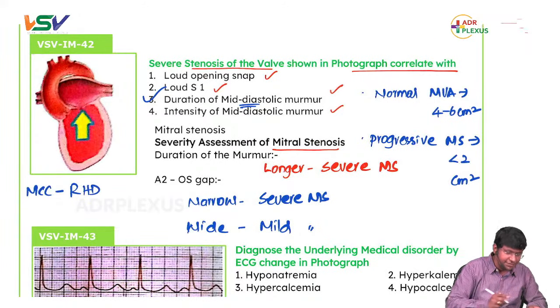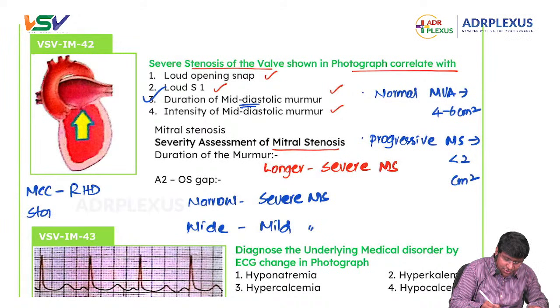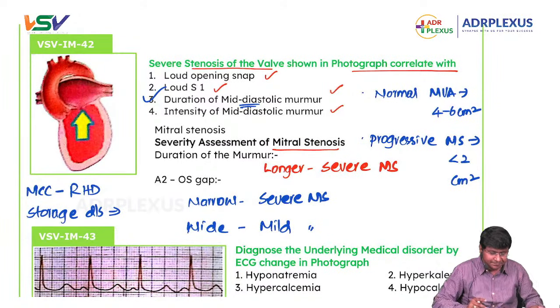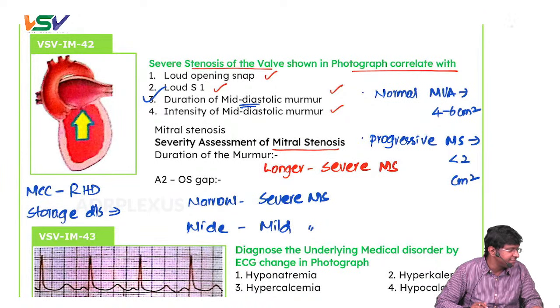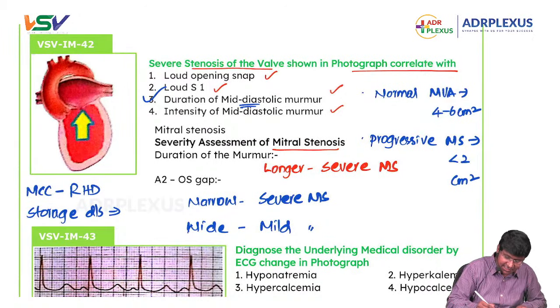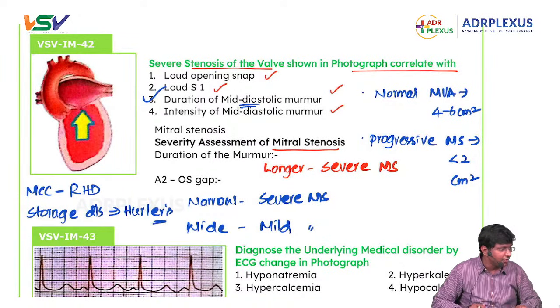Okay, one quick question on mitral stenosis. What are the storage disorders that cause mitral stenosis? Very good. It is Hurler syndrome. Okay, right.